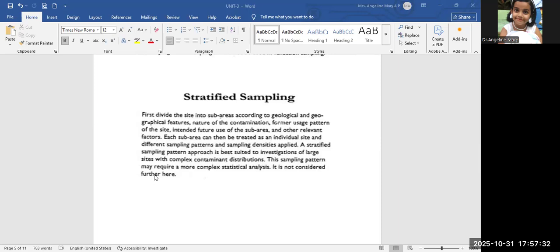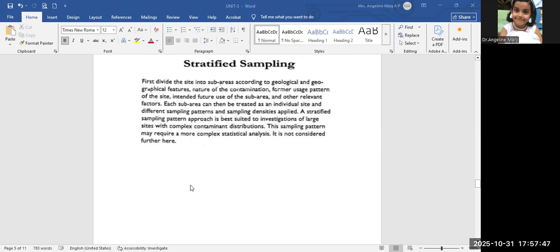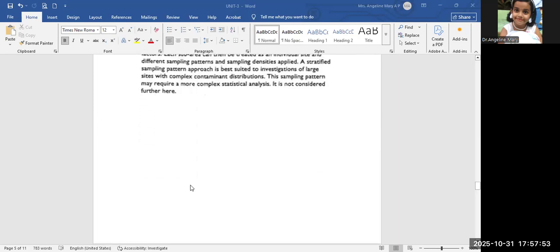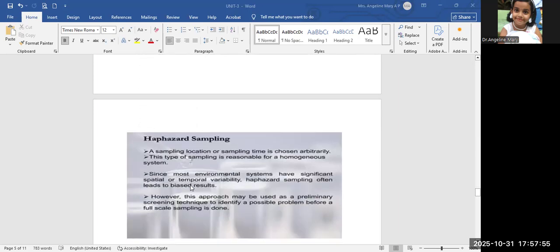This sampling pattern may require a more complex statistical analysis. Yes, it's true. Absolutely, we need more statistical data. Then only we can analyze the sample. It is not considered for further years. After 4 or 5 years, once we have studied, it is not a permanent one. It may change. So we need a history to identify the stratified method.